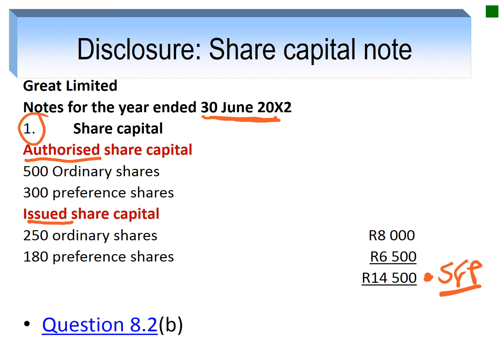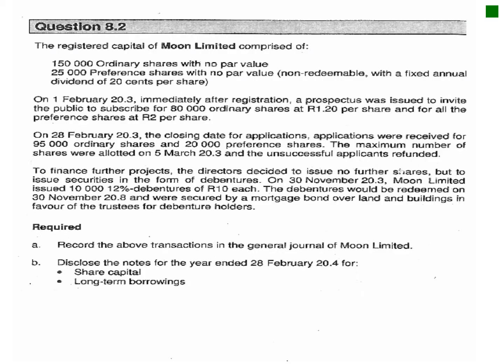Now let's look at question 8.2b. Question 8.2. We're required to record transactions in the General Journal of Moon Limited. This is something that you should be able to do after the previous lecture, lecture 1, being able to do the General Journal entries. What we're going to focus on here are the notes that have to be done for the year ended 28th of February 2004, particularly for share capital. We'll also have a look at the note for long-term borrowings.